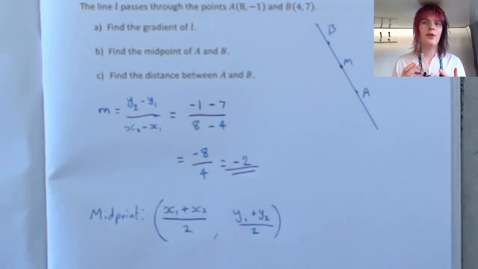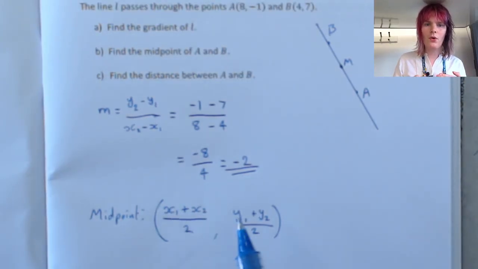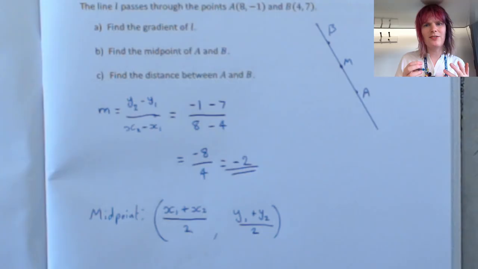In this case, the way around you do it doesn't strictly matter. Again, we can choose x1 as A or B, and x2 to be A or B as well.